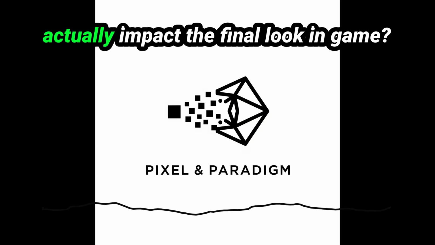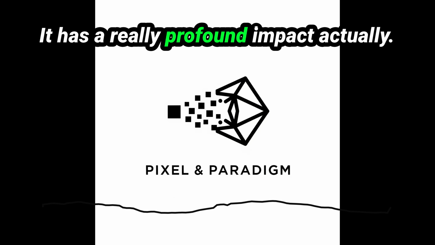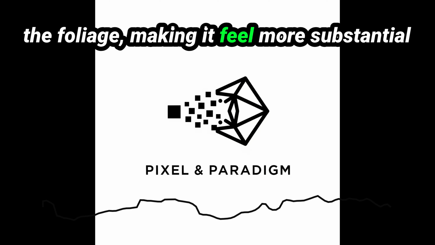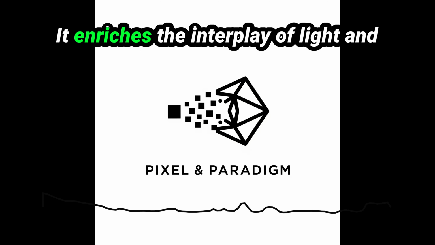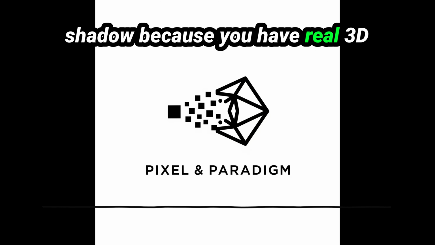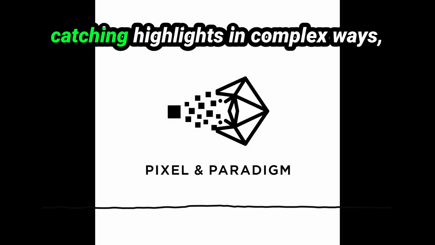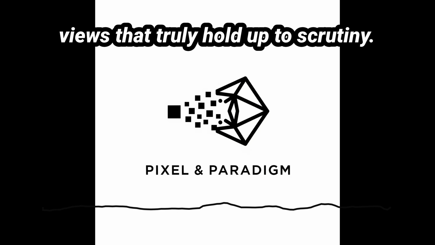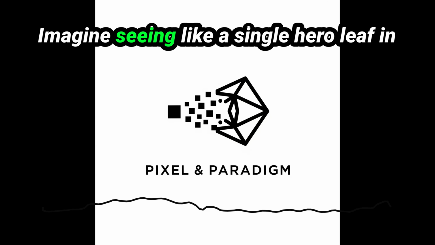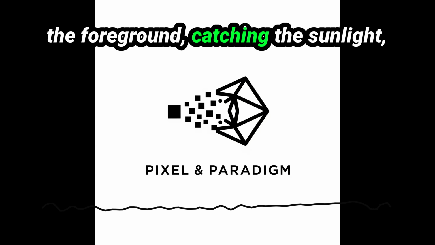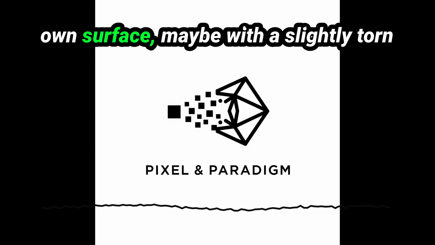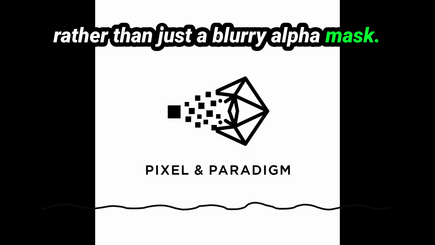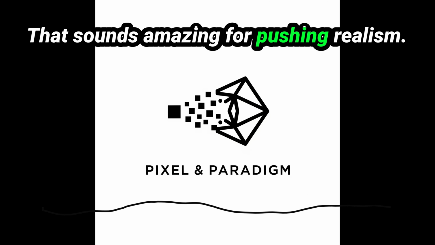And how does that level of detail actually impact the final look in-game? It has a really profound impact, actually. It significantly enhances the silhouette of the foliage, making it feel more substantial and unique from different angles. It enriches the interplay of light and shadow because you have real 3D forms casting tiny self-shadows and catching highlights in complex ways. And perhaps most importantly, it provides incredibly compelling close-up views that truly hold up to scrutiny. Imagine seeing, like, a single hero leaf in the foreground, catching the sunlight, casting those tiny self-shadows on its own surface, maybe with a slightly torn edge that's defined by actual geometry rather than just a blurry alpha mask. It's a huge difference.